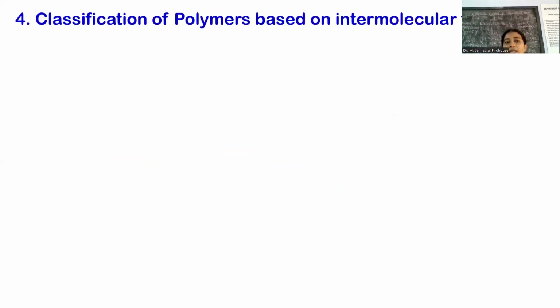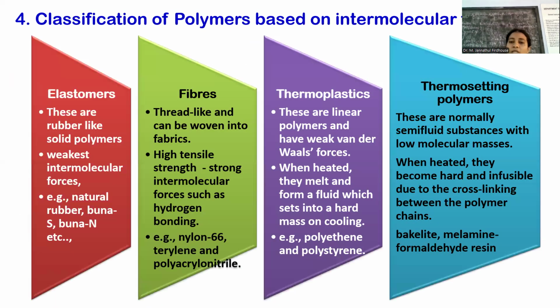The final classification is classification of polymers based on intermolecular forces. It can be classified as elastomers, fibers, thermoplastics, and thermosetting polymers. What do you mean by elastomers? These are rubber-like solid polymers which have the weakest intermolecular forces. Example, natural rubber, Buna S and Buna N rubber, etc. Whereas fibers have a thread-like structure and can be woven into fabrics. They possess high tensile strength and strong intermolecular forces such as hydrogen bonding. Example, nylon 6,6, terylene, etc.